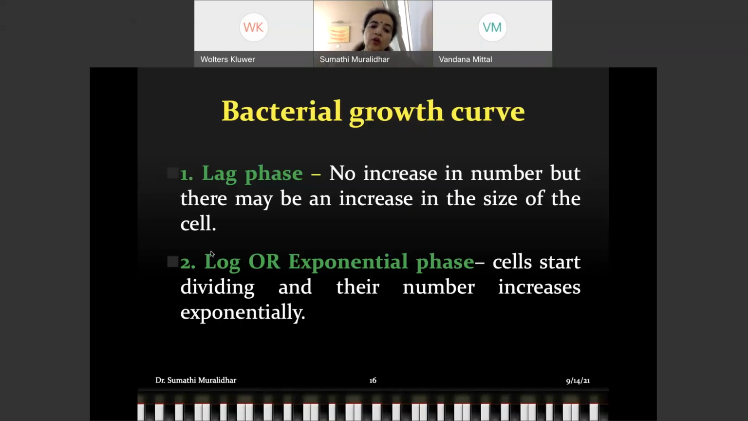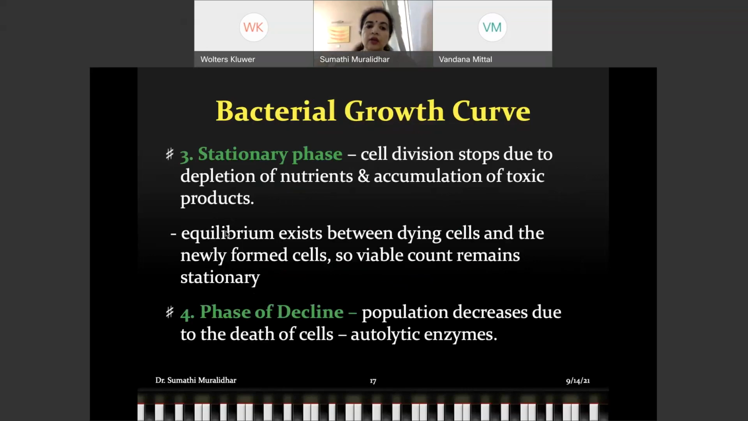And the log phase or the exponential phase is where the cells start dividing and their numbers start increasing exponentially. So this is where the bacteria grow in number. And the third phase is the stationary phase, where the cell division, that is the multiplication of the bacteria, stops because of the depletion of all the nutrients that you have given in the media. And many toxic metabolites start getting accumulated. So the bacteria stop growing here. That's why it's called the stationary phase.